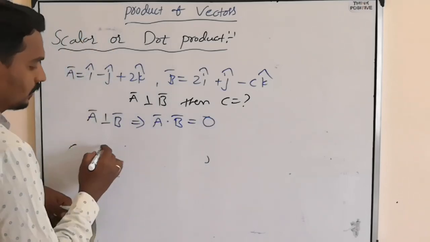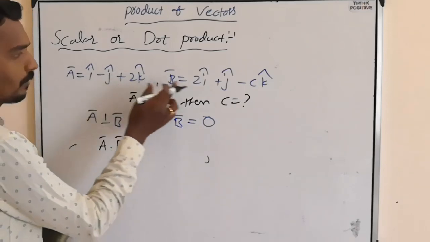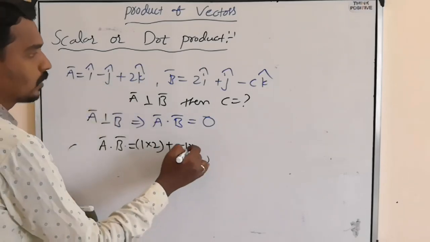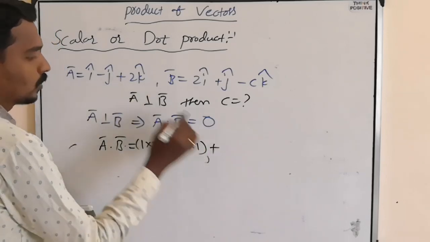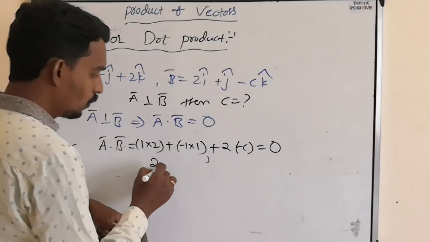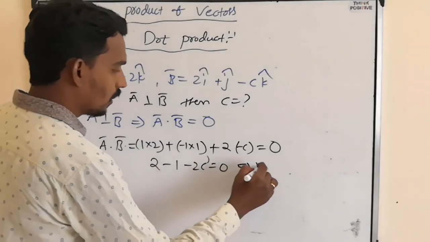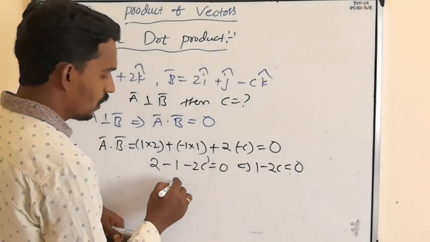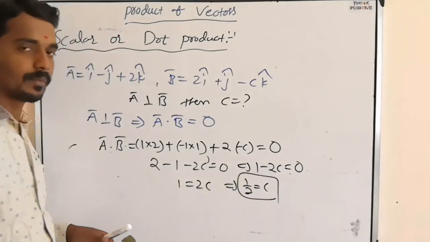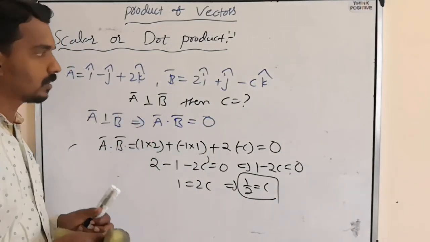Then you will get a bar dot b bar equal to i coefficient into i coefficient, 1 into 2, plus minus 1 into 1, plus 2 into minus c, equal to 0. Then 2 minus 1 minus 2c equal to 0. 2 minus 1 is 1, so 1 minus 2c equal to 0. So 1 equal to 2c implies what is the c value? 1 by 2. So this way also sometimes you will get questions.